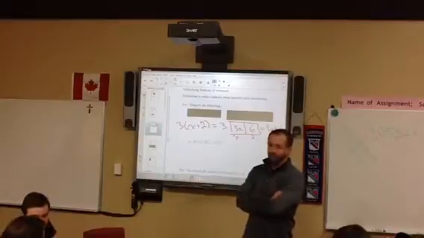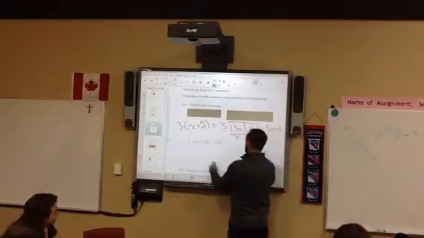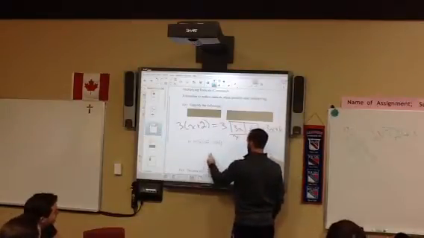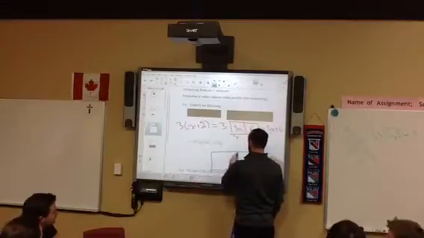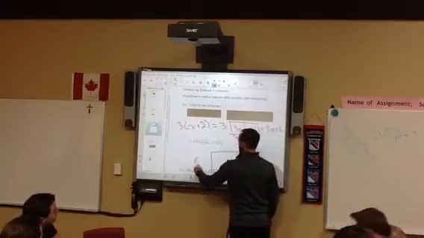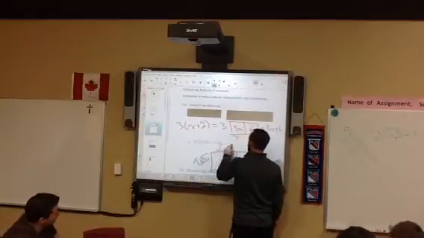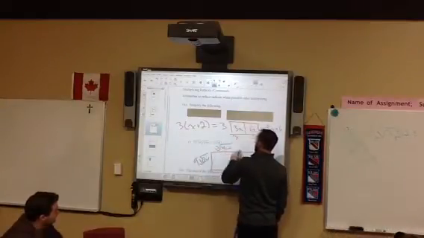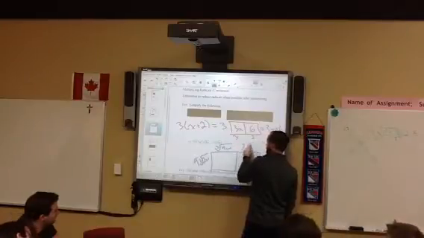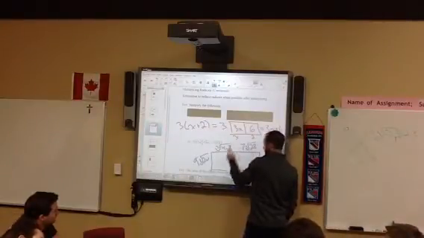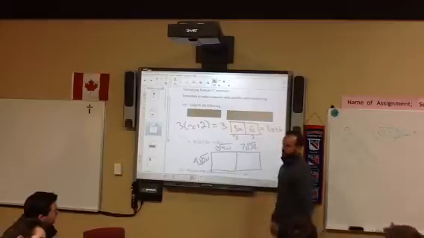I would, if I were not sure where to start, I would draw my factor tree. This is a 9 cube root of 2w. This becomes a cube root of 4w. And this is 7 cube root of 28. Then I would create my factor tree.